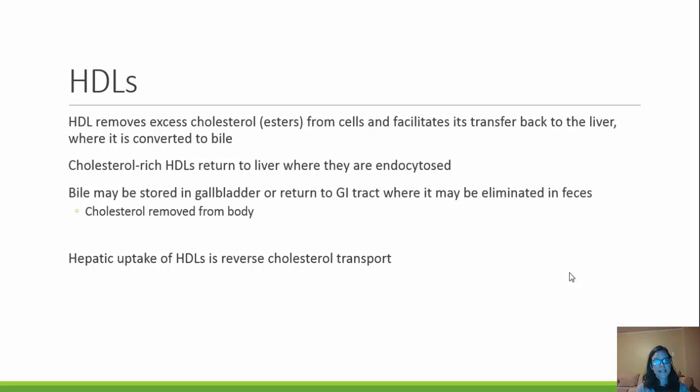So in this way, we can take some of the cholesterol that we have in excess in our peripheral tissues, bring it back to the liver, repackage it, and actually excrete some of it from the body. So that's why HDL is beneficial for decreasing our cholesterol levels, because it helps us take some of our cholesterol, repackage it as bile, and excrete it in our feces. So the hepatic uptake of HDLs is called reverse cholesterol transport.